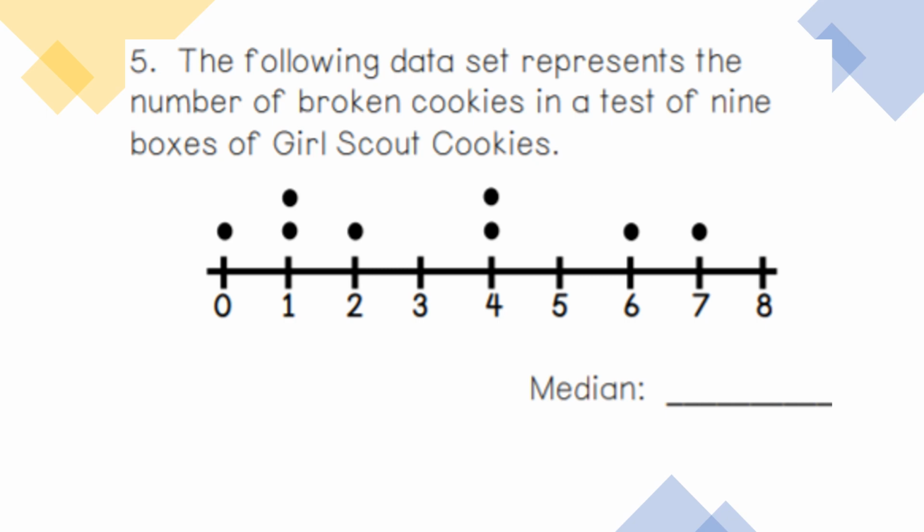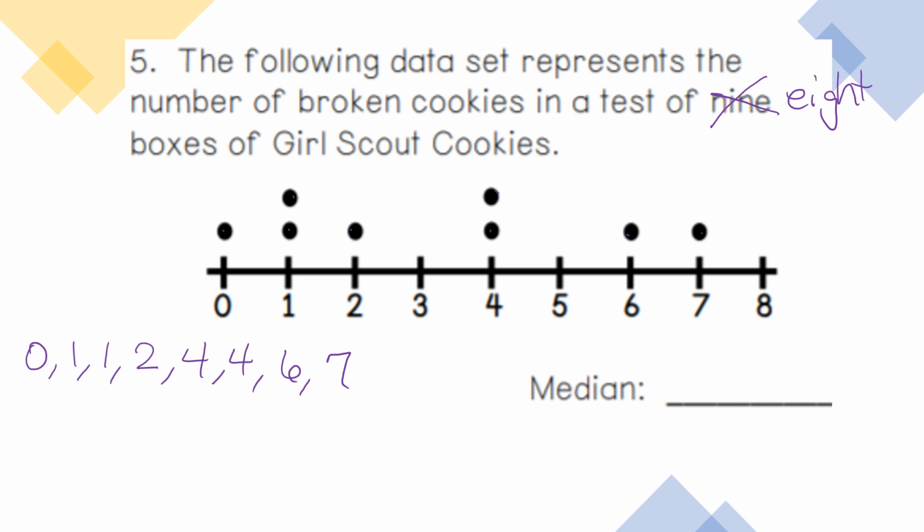Number 5, the following data represents the number of broken cookies in a test of 9 boxes of Girl Scout cookies. Now this says 9 boxes, but we have 1, 2, 3, 4, 5, 6, 7, 8 points. So I believe there is a typo here. So we're going to change this to 8. So each one of these dots represents a data point. So we're going to start by listing our numbers out. So we have 1 0, 2 1s, a 2, 2 4s, a 6, and a 7.